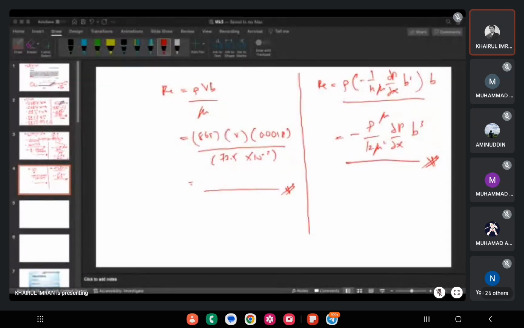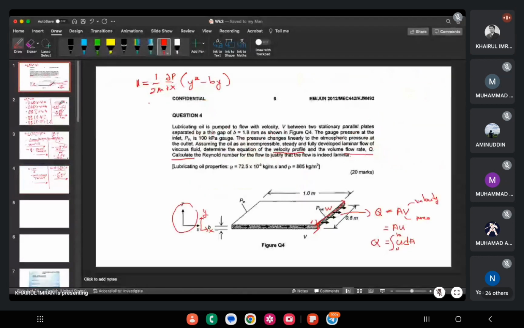Okay. Kita tengok balik kat soalan. Penting ni. Assuming the oil is an incompressible, steady and fully developed laminar flow of viscous fluid, determine the equation for velocity profile, volume flow rate and Reynolds number. Nampak tu? Kita tambah lagi Reynolds number. Determine equation untuk velocity profile, untuk flow rate, untuk Reynolds number.